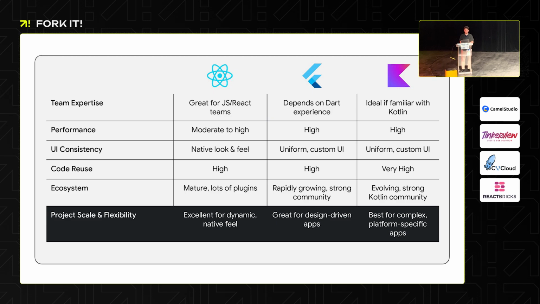And for the project, if you want an excellent dynamic native feel, just go with React Native. Flutter is great for design-driven apps. So for applications where you have a Figma design, and you want a pixel-perfect application matching that design as fast as possible. Kotlin Multiplatform is better for complex applications that use a lot of platform-specific APIs. So it's going to give you a better experience with using platform-specific APIs.